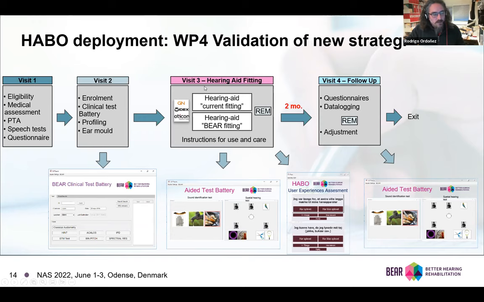And for the third visit, they would come for the actual fitting, and they would replace, either in the arm of the test using the current strategy or the BEAR fitting strategy, and they would participate in an aided test battery, which basically served as a measure of performance of the hearing aid by having them do some listening in the clinic using the hearing aids.